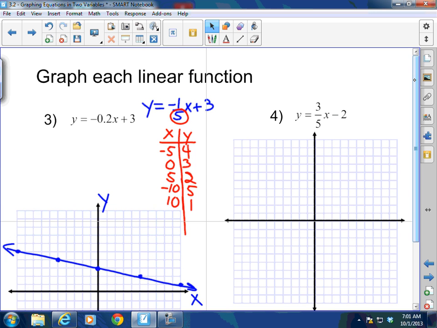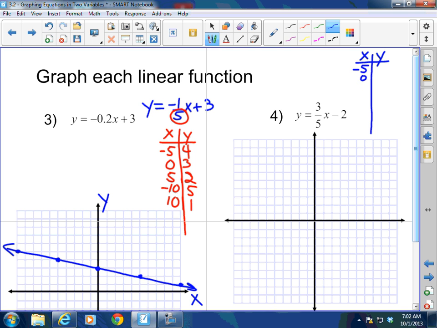Next. Got y equals 3/5 x minus 2. All right, I already have it solved for y. The coefficient of x is a fraction, so I don't have to convert that. Let's make our table and rock and roll. Remember, I've got a denominator here, so I want to use multiples of the denominator. So again, I'm going to use negative 5, 0, 5, negative 10, and 10.